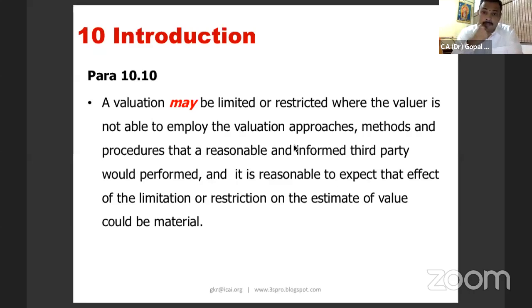Your retina is not the same. Maybe everybody has eyes, nose, mouth and fingers, all those biological features, but the respective, very unique identity is what makes a person unique. So you can't dilute that uniqueness with respect to a valuation report. That's what 10.10 says. So this para 10 is very important.